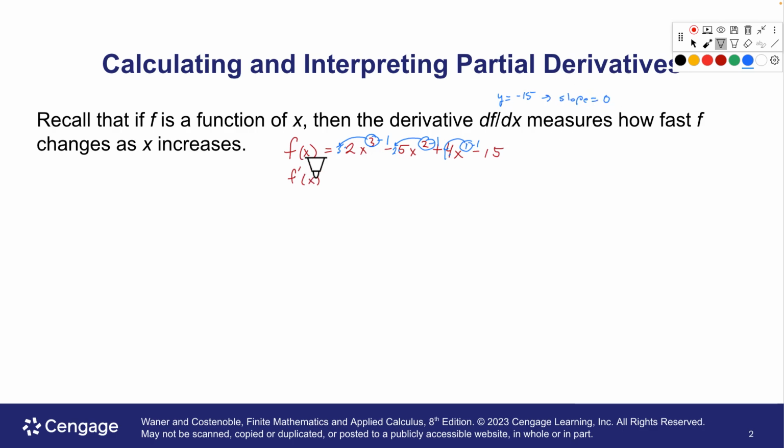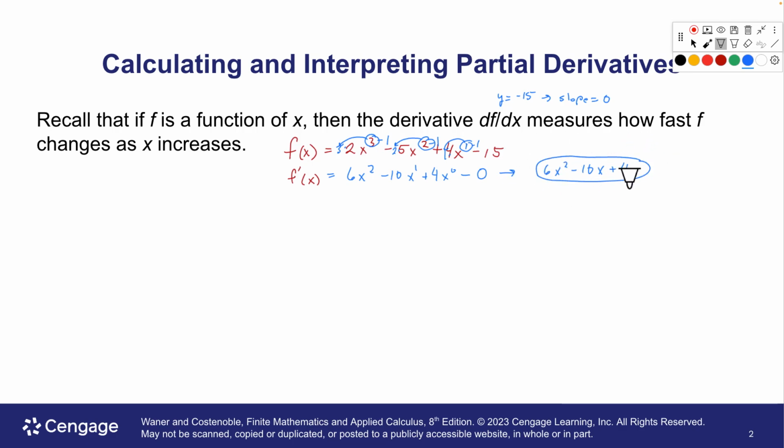of 0. So what we get here is that the derivative is going to be 6x squared minus 10x to the first plus 4x to the 0, and x to the 0 is 1, so we won't write that. And then the 15, because it's a constant, becomes 0. So this is what it would look like. In simplest form, we would probably just write it as 6x squared minus 10x plus 4. So that would be our derivative in terms of one variable.